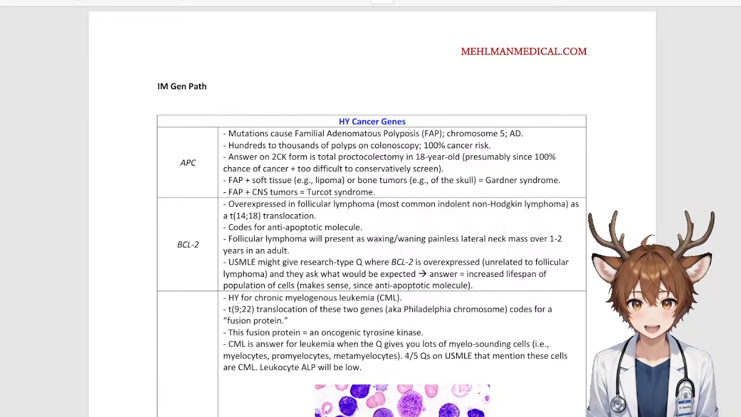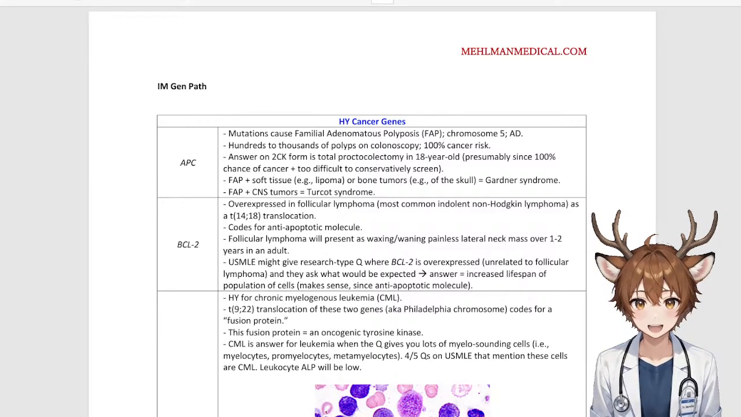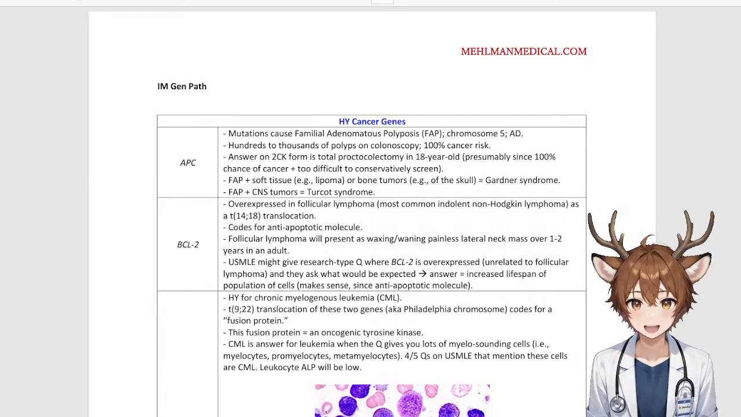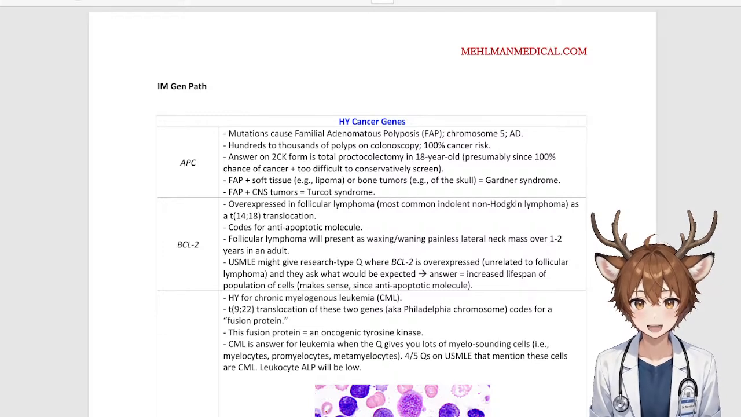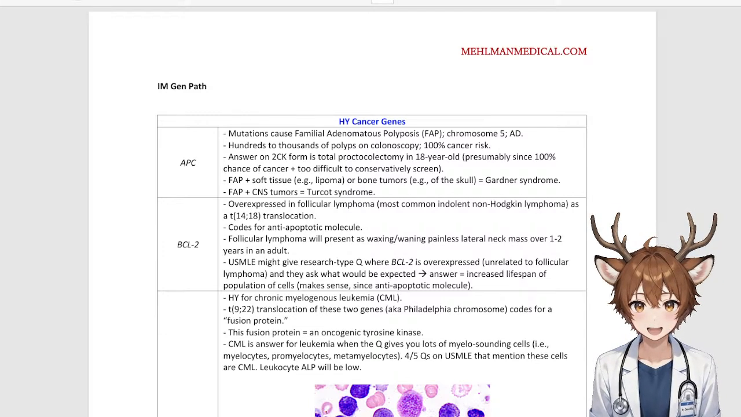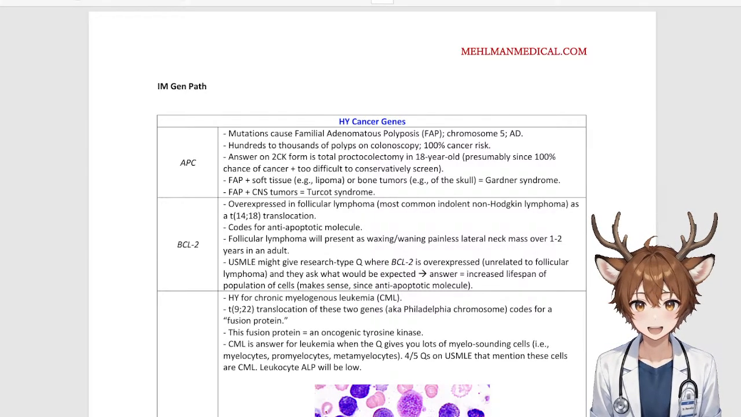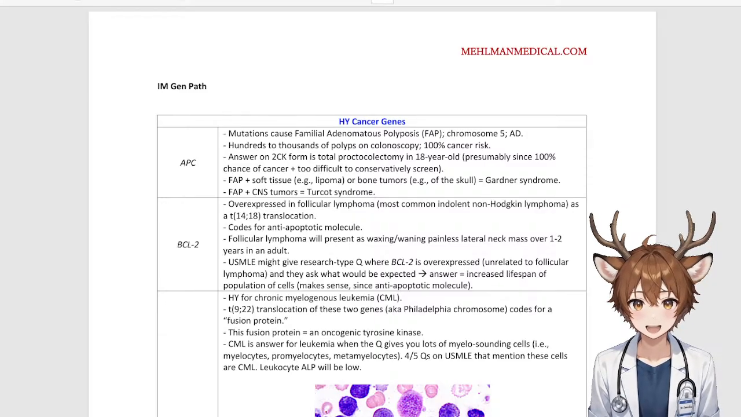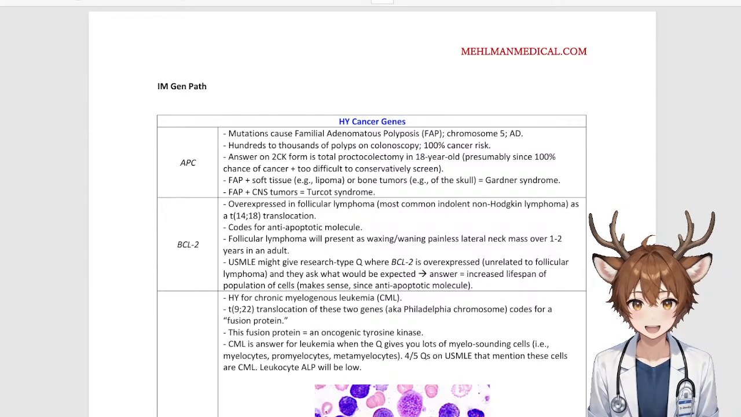High-yield cancer genes, APC. Mutations cause familial adenomatous polyposis, or FAP, chromosome 5, autosomal dominant. Hundreds to thousands of polyps on colonoscopy, 100% cancer risk. That's pretty crazy. Answer on 2CK form is total proctocolectomy in an 18-year-old, presumably since 100% chance of cancer, plus too difficult to conservatively screen.